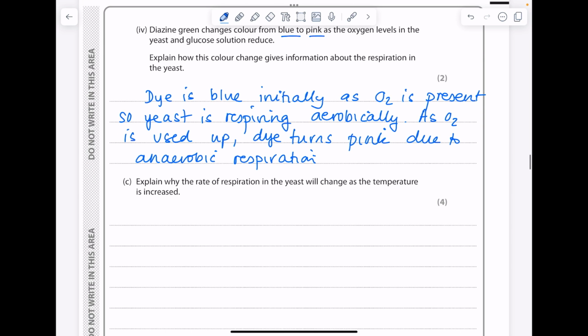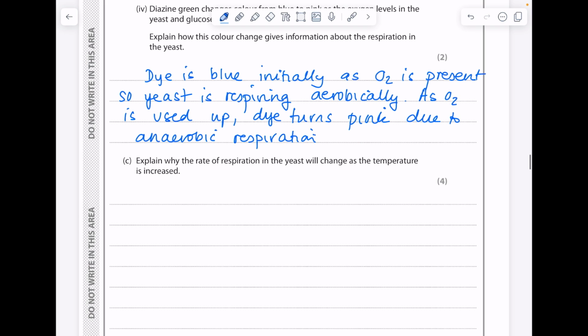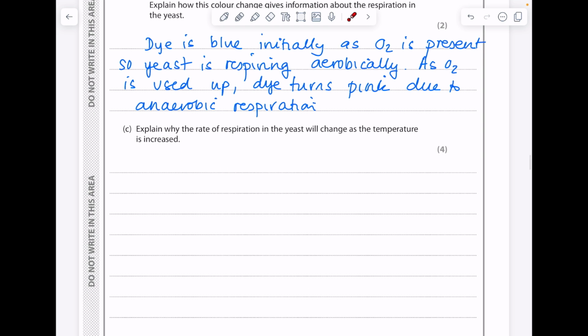Explain why the rate of respiration in the yeast will change as the temperature is increased. So as soon as you're talking about temperature, you need to be talking about enzymes. So let's start by saying initially the respiration rate increases with increasing temperature because the enzymes have more kinetic energy and form more enzyme substrate complexes. Once you reach that optimum temperature and you increase the temperature further, you're going to find that the enzymes denature, meaning that the respiration levels decrease.